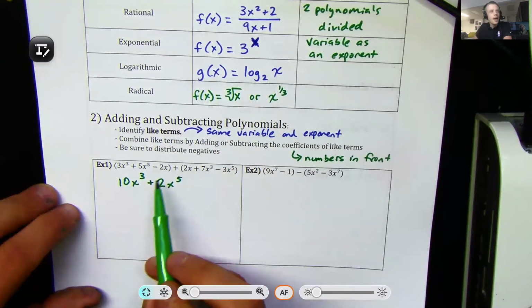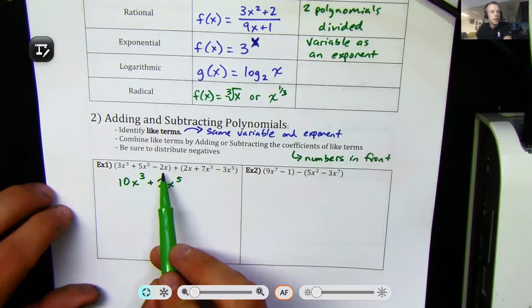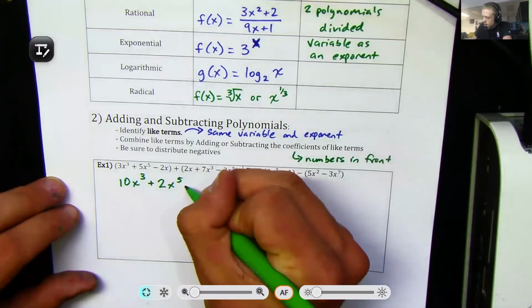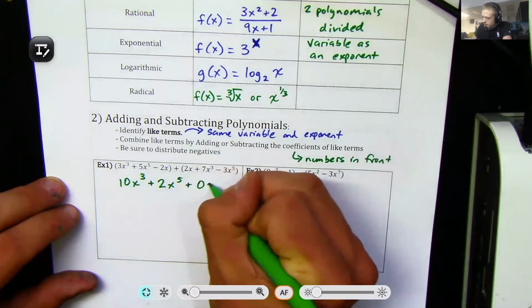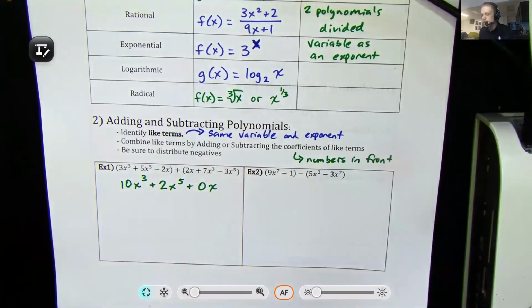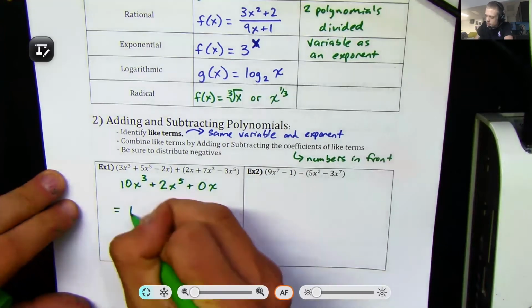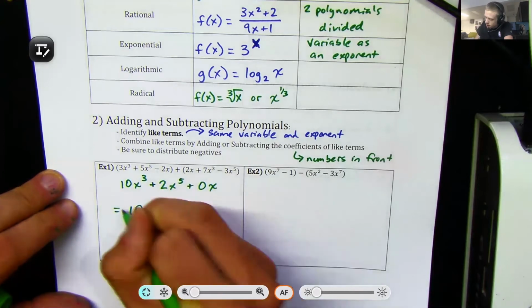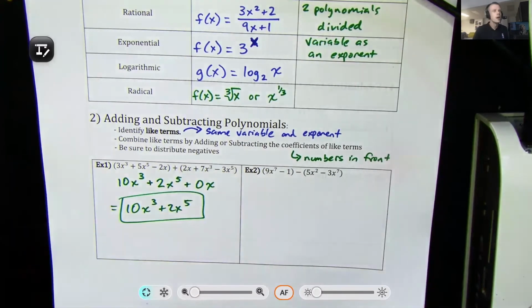And finally, I have a negative 2x plus a 2x. Well, that cancels out to give me plus 0x. Now, that's kind of funny because 0x in math is just 0. And so our final answer here is going to be 10x cubed plus 2x to the 5th. Boom, done. All right, next one.